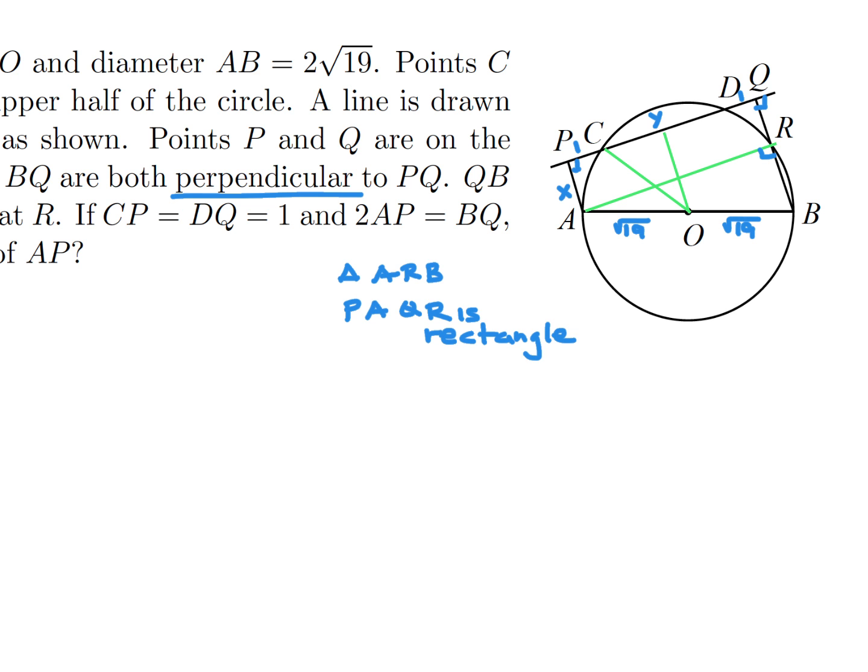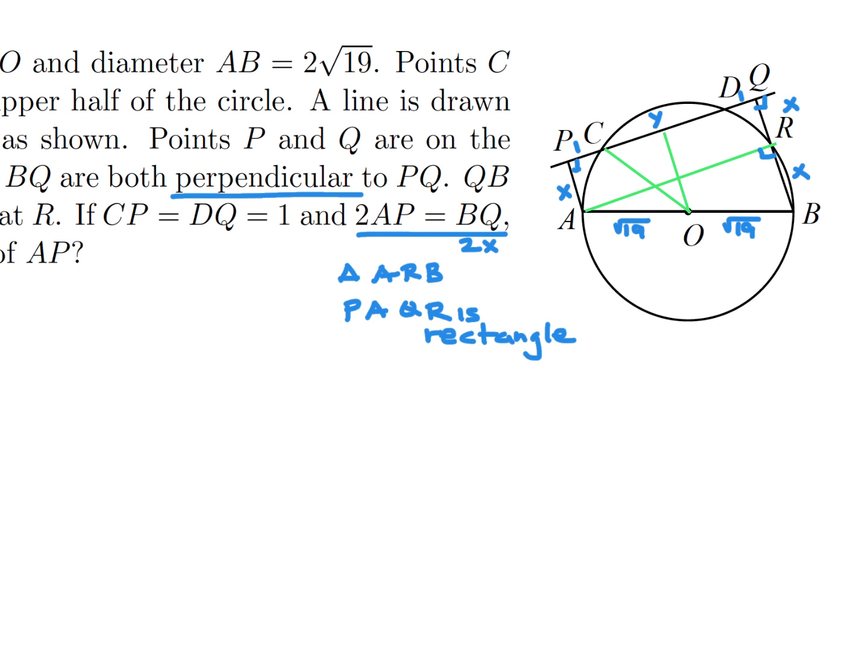Is there anything else I need to fill? Well, they told me that BQ is 2AP. So that means Q to B is 2x. Since AP was x, QR would be x since it's a rectangle and therefore the sides are the same. And therefore R to B would be x. I know it doesn't look like that, and sorry about that. I tried to make it look according to scale, but you guys understand. Okay, anything else that I need to do here? I think that should be good enough.